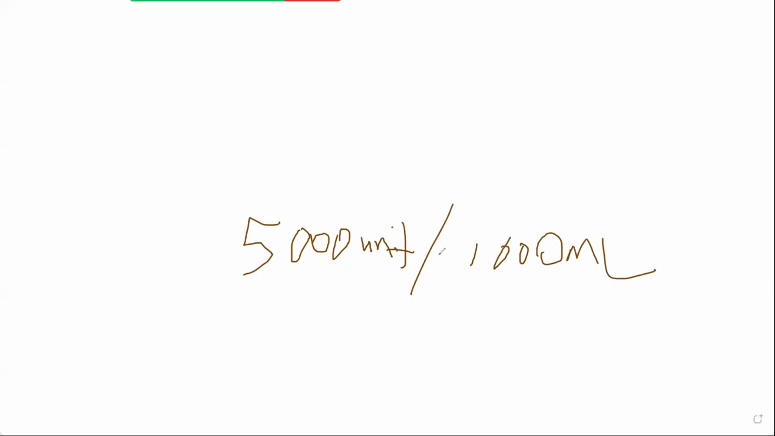So let's remove one of those zeros. So now we're just going to take our 5,000 and divide it by 100. And that tells us that we have 50 units per ml.